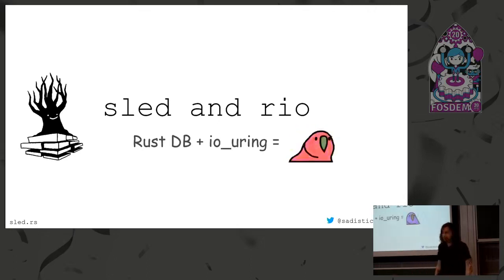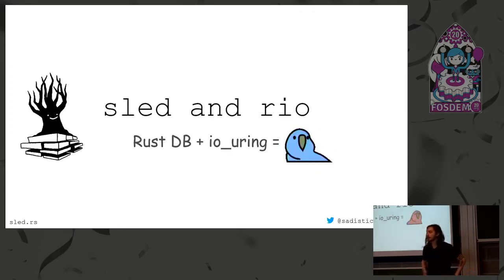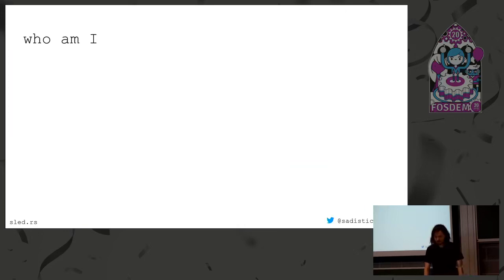Thank you. Okay, so the recent project I've been working on is called Rio, and that's an io_uring library. io_uring is extremely exciting. In my opinion, it's the most exciting thing that's been happening in the Linux kernel for the last 10 years. And I will be applying it to my database, sled, which I've been working on for the last 4 years. And sled is an embedded database for the Rust community.